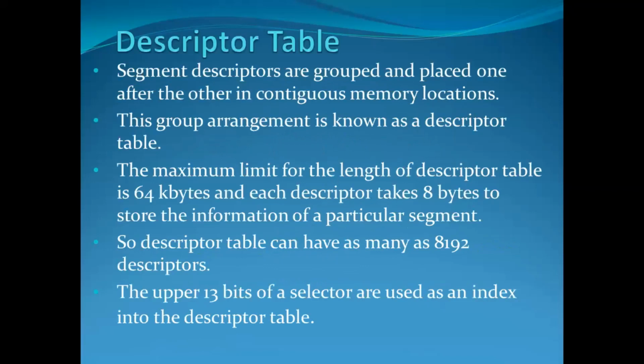In descriptor tables, the segment descriptors are grouped and placed one after another in a continuous memory location. This group arrangement is known as a descriptor table. The maximum limit for the length of the descriptor table is 64 kilobytes, and each descriptor takes 8 bytes to store the information of a particular segment. So a descriptor table can have as many as 8192 descriptors, that is 2 raised to power 13 descriptors. The upper 13 bits of a selector are used as an index into the descriptor table.